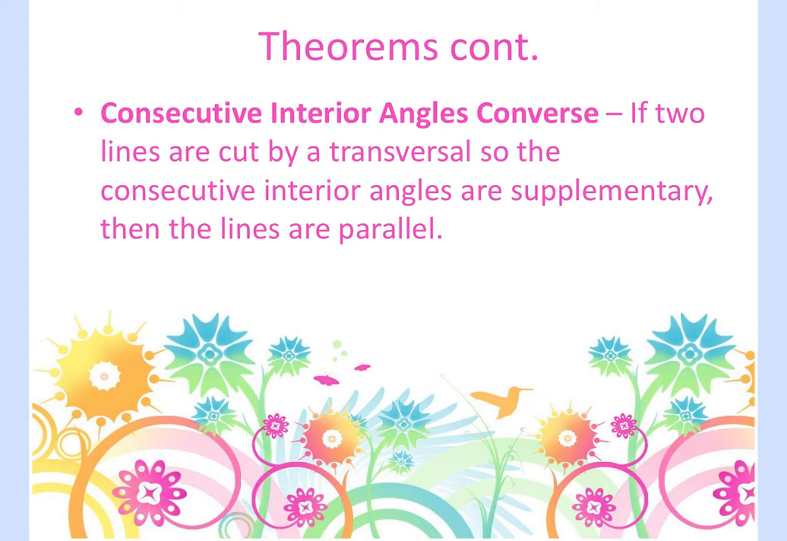All right, fourth one is the consecutive interior angles converse. This one's a little bit different because consecutive angles, if they're parallel, they're supplementary. So now the converse says if two lines are cut by a transversal and consecutive angles are supplementary, not congruent, but supplementary, then the lines are parallel. Again, the word converse is an important part of that name.